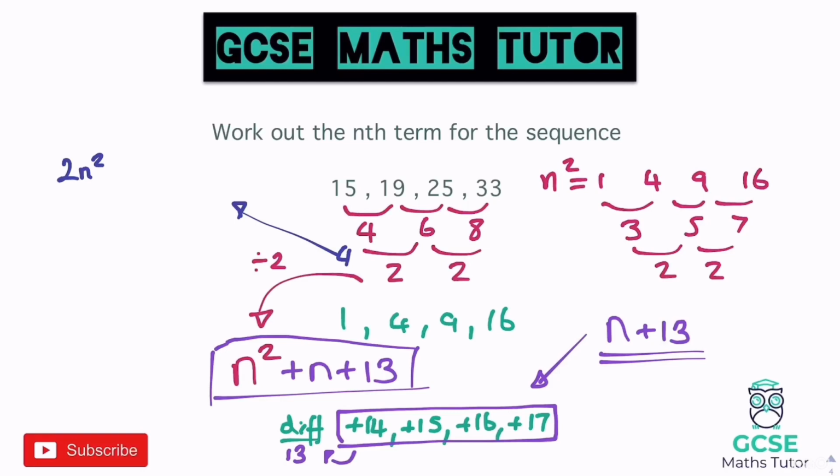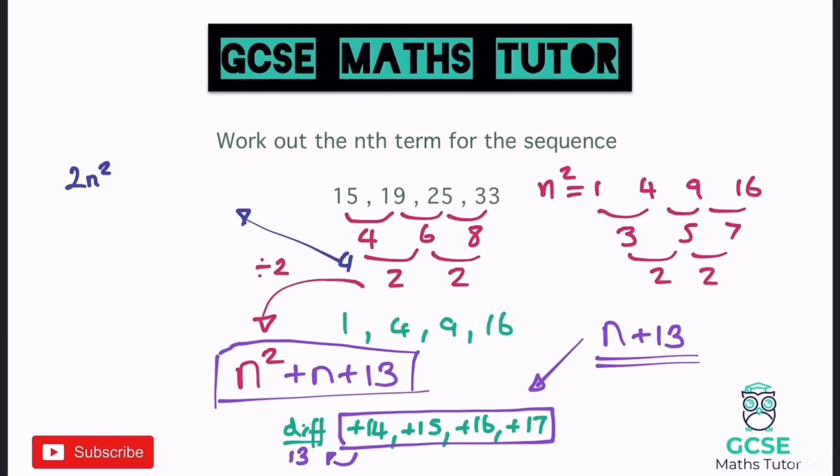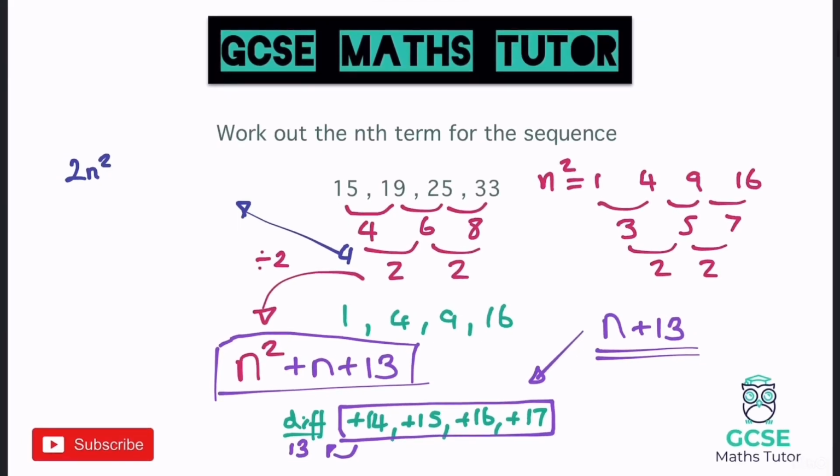So instead of writing 1, 4, 9, 16, you would write 2, 8, 18, 32, and then you would compare the difference back to these numbers. Similarly, if it was 3n squared, if there was a second difference of 6, you would triple all the square numbers and compare it again.